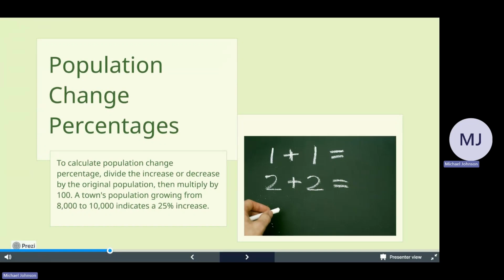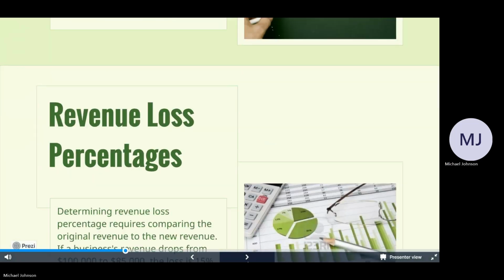To calculate population change percentage, divide the increase or decrease by the original population, then multiply it by 100. The town's population growing from 8,000 to 10,000 indicates a 25% increase. So you do 10,000 minus 8,000 divided by 8,000, you get 25%.